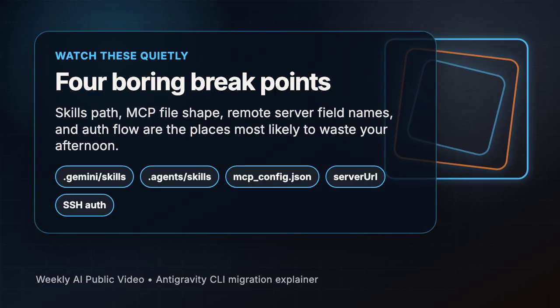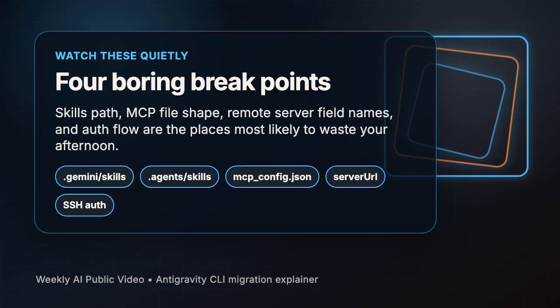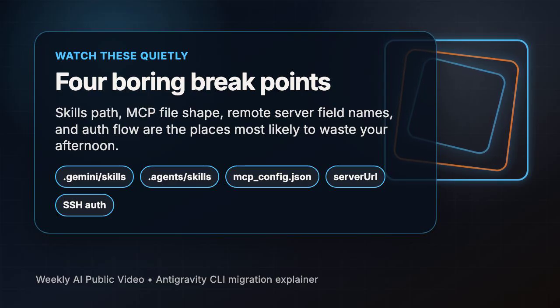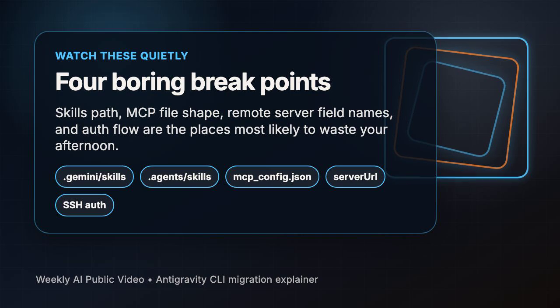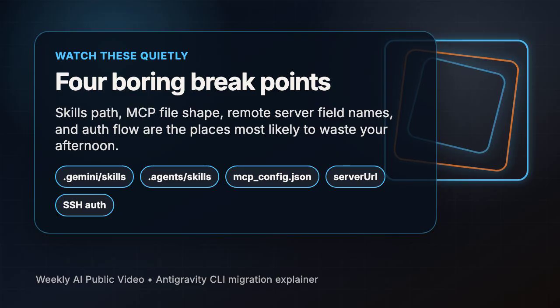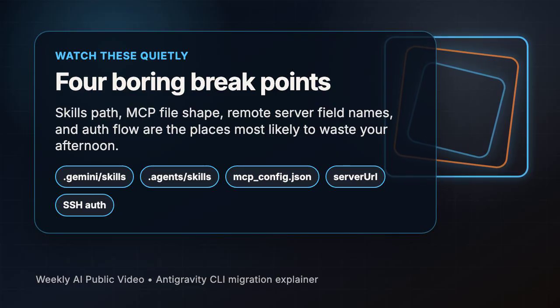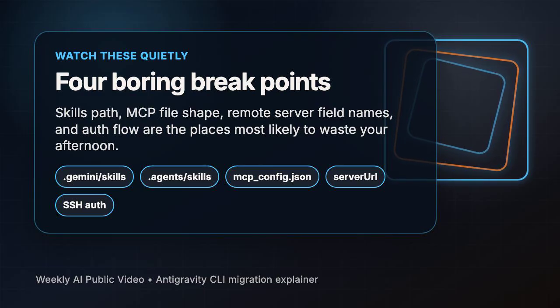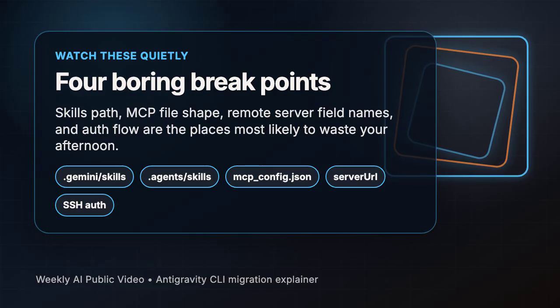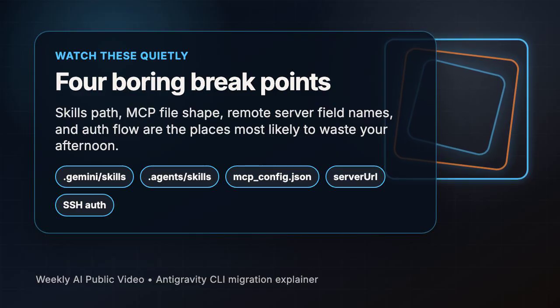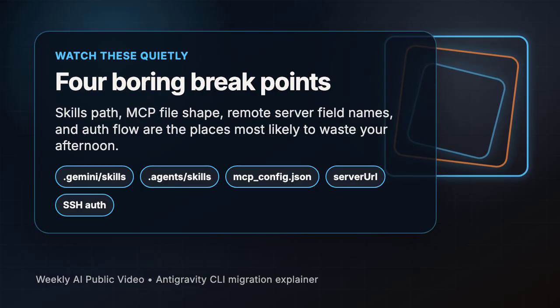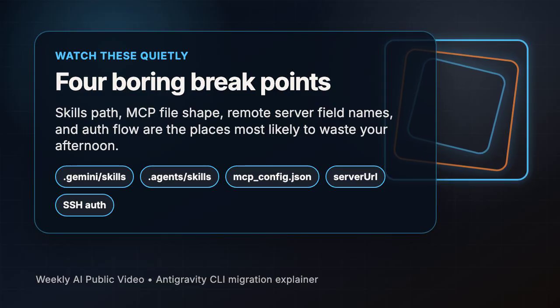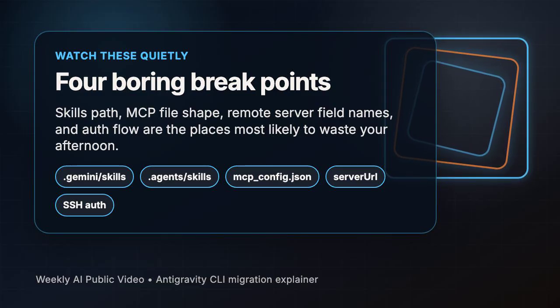Here are the four boring places I would check first. Number 1, workspace skills. The migration docs say global skills are shared, but workspace local skills may need to move from .gemini/skills into .agents/skills. Number 2, MCP config. Gemini CLI kept MCP server definitions inline in settings.json. Antigravity CLI uses a separate mcp_config.json file.